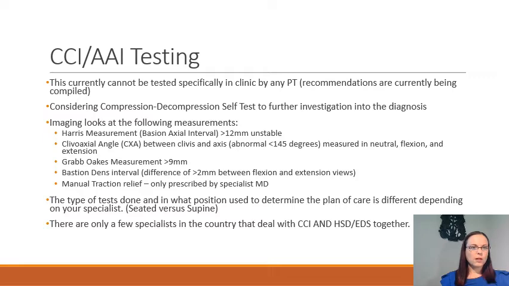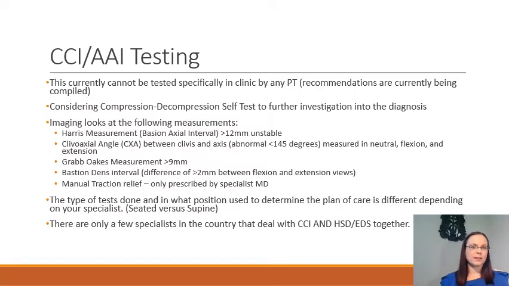The measurements that they should be measuring in these MRIs are something called the Harris measurement or the basion axial interval. These are just the measurements that we're looking for, what we classify as stable or unstable. The clival axial angle, Grabb-Oakes measurement, the basion dens interval, and then one thing that might be done, primarily by one of the neurosurgeons, is manual traction relief. So this has to be prescribed, and this is used for testing only, not as a treatment currently. And this has to be prescribed by the neurosurgeon that is investigating the individual.